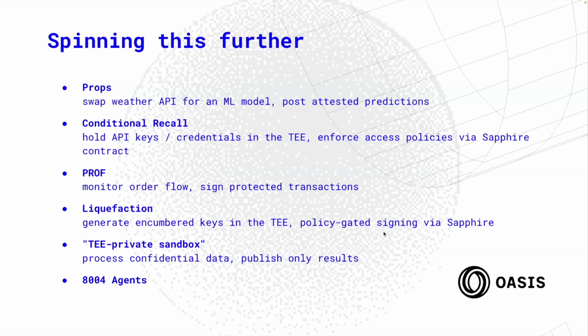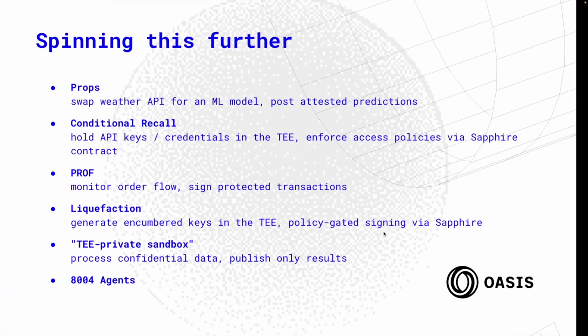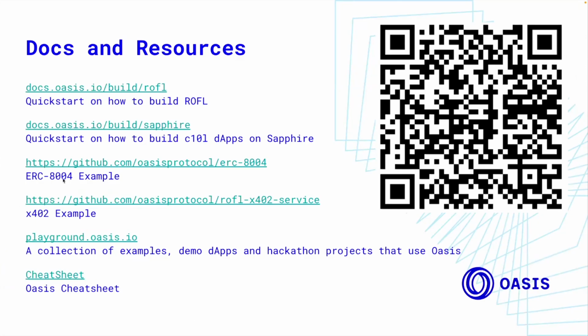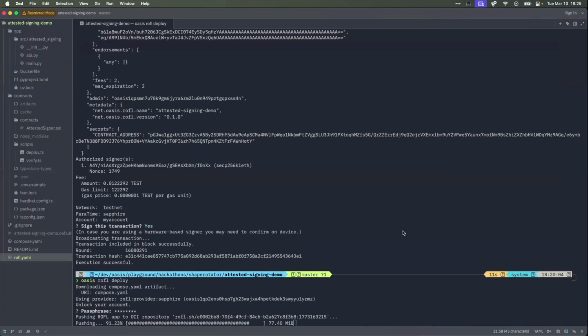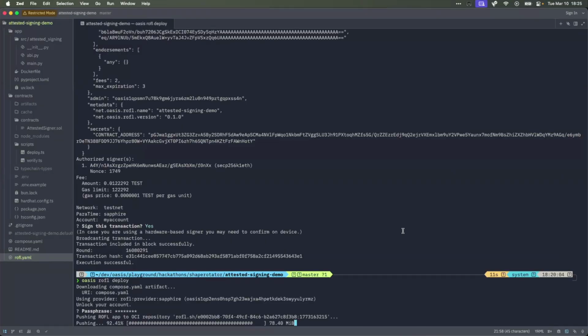I was also quickly saying something about 8004 agents. You can have the KMS generate the keys for your agent, so he can also register himself as an agent. We also have other demo apps for 8004 and X402 that you can look at if you're interested in building on that. I'll quickly check if it is still not deployed yet.